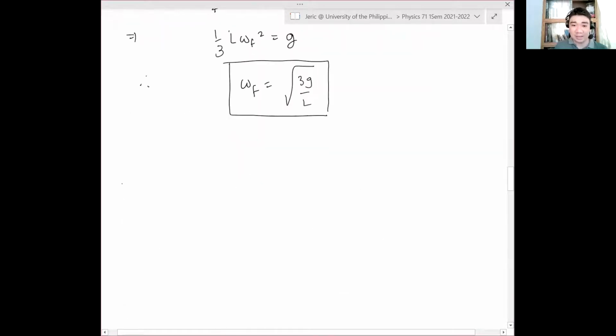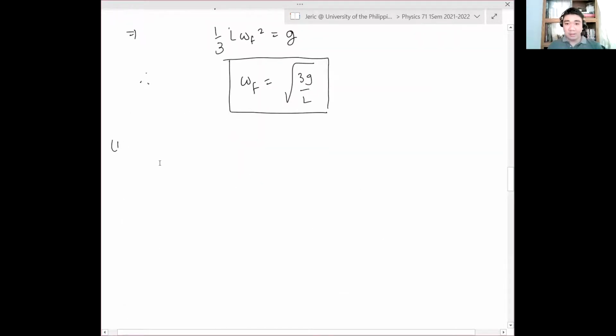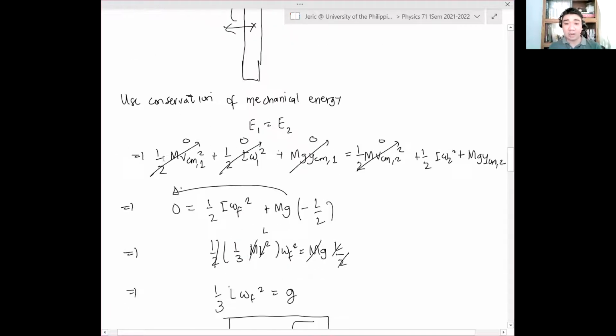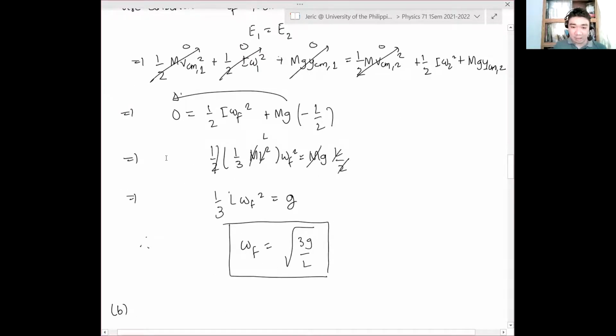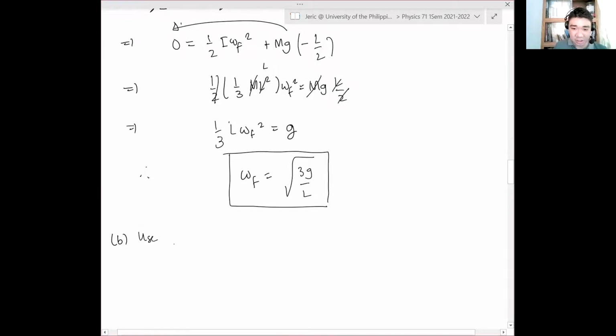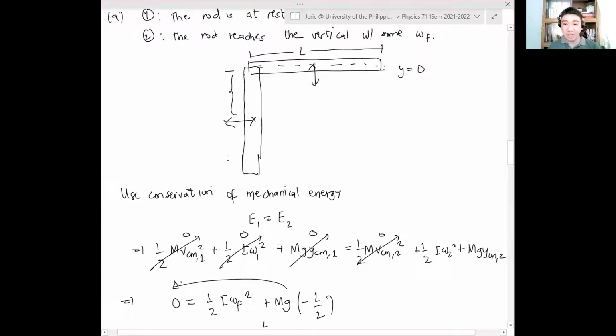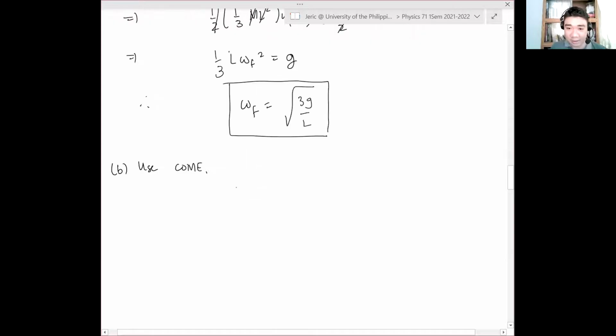Sige. So for letter B, you will use the same equation, conservation of mechanical energy, except that the final position, hindi na ganun kasimple yung final position ko. So use again conservation of mechanical energy. Because this is the same initial position, pwede kong i-drawing ulit yan. So I have something like this. Tapos meron akong some final angular velocity dito. Tapos yung angle na to ay theta.